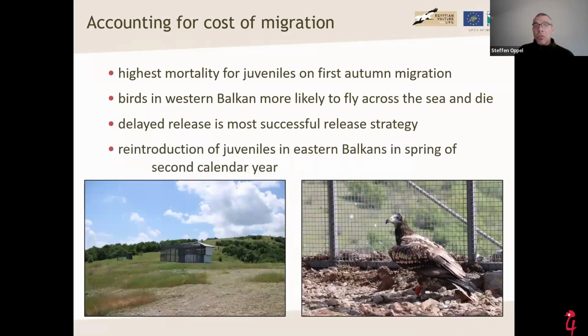So we reintroduced the juveniles in the Eastern Balkans in the spring of the second calendar year, and a big release aviary was built. So the birds were brought from the captive rearing center into this place on the hillside, and then gradually released to adapt to living in the wild. And this seems to work really well.